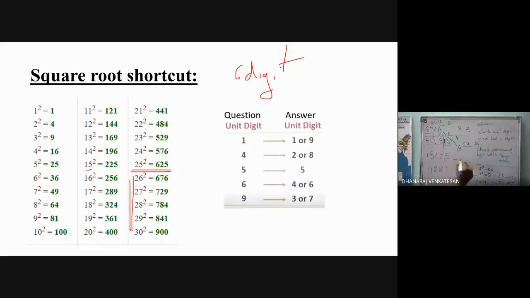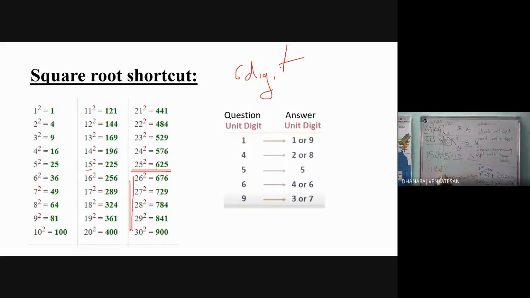Similarly, this one, it is a simple problem. The last digit is 5, so for 5, the corresponding digit is 5. I have to omit the last two digits, and 156 comes between 12 square and 13 square. Simply I will write 12.